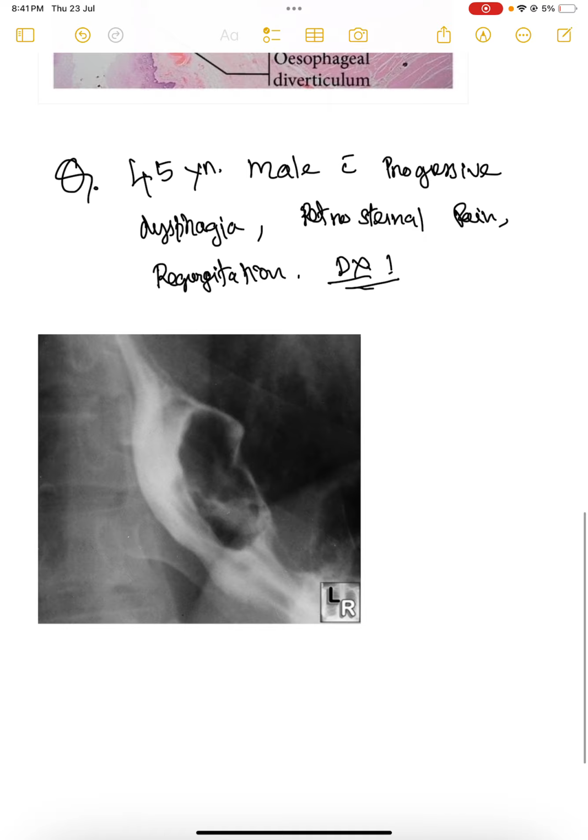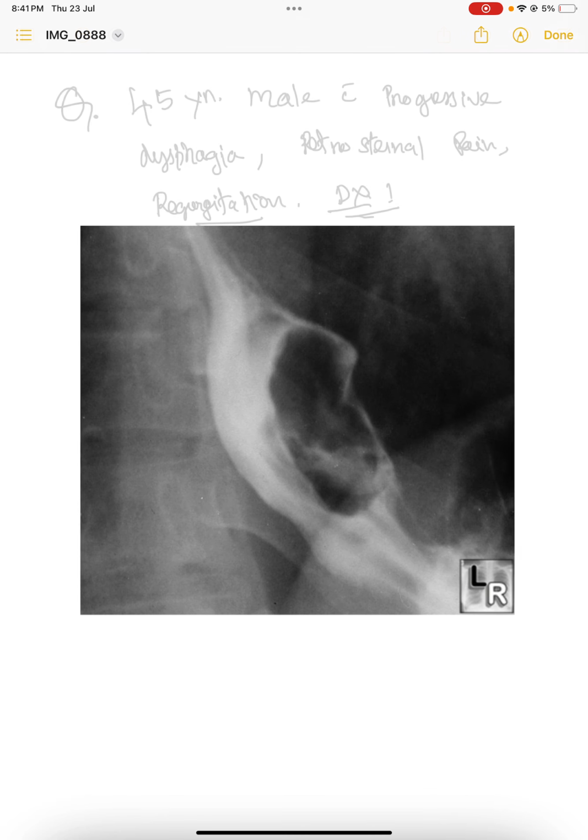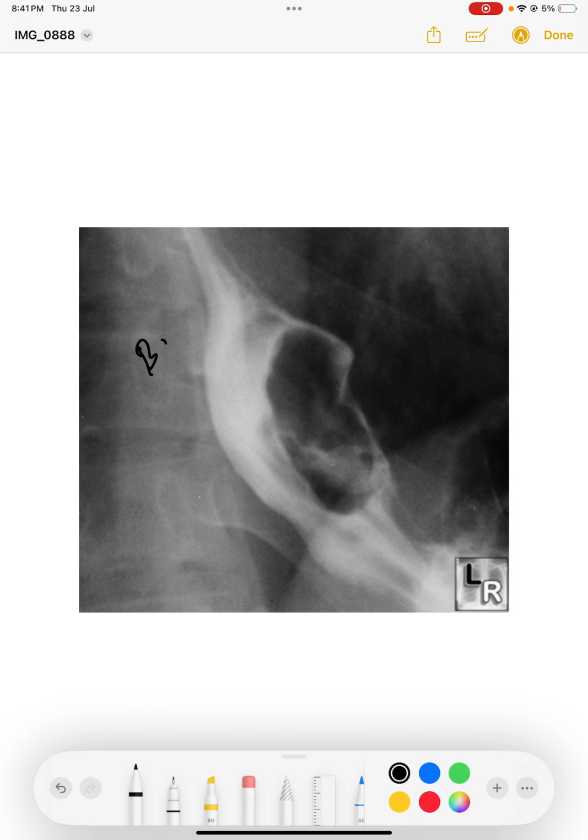So today let us discuss one more topic, a high yield topic for your entrance exam. A 45-year-old male with progressive dysphagia, retrosternal pain, and regurgitation. Various images are given. Initially, first we'll see the barium swallow. This is a barium swallow study.